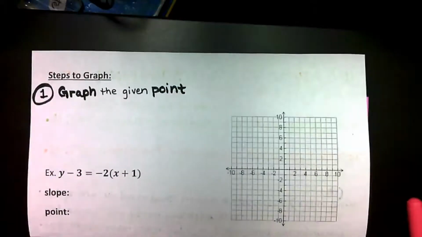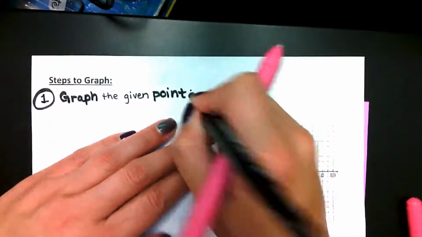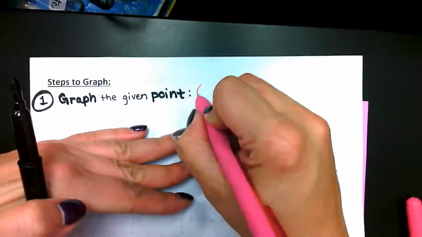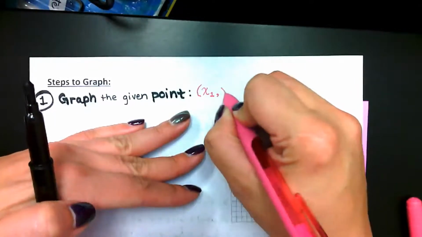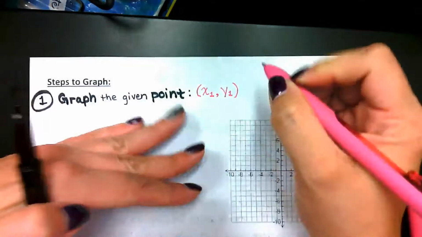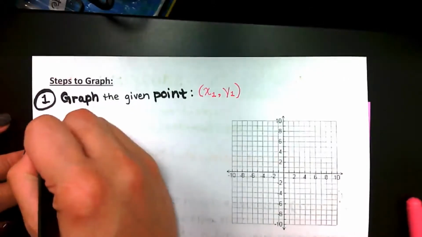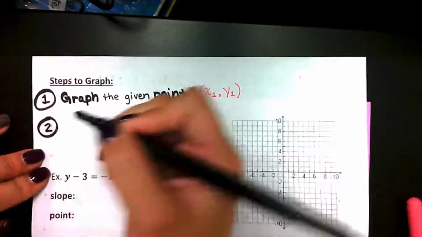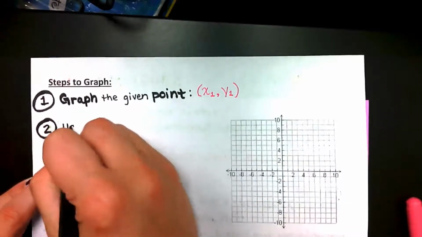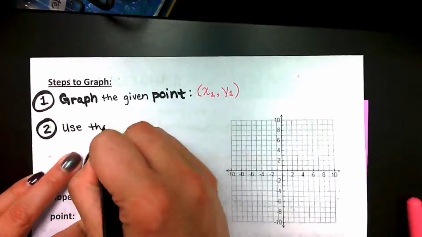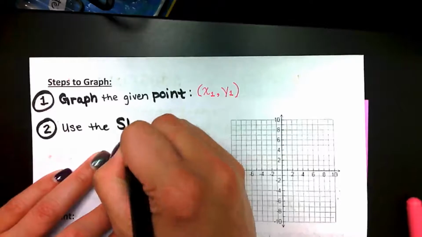Now, remember, this point is the same one I was talking about below, so I'm going to keep it in the same color. There we go. I'm talking about x sub 1, comma, y sub 1. After that, so that's kind of our starting point. Step 2, we would use the slope.